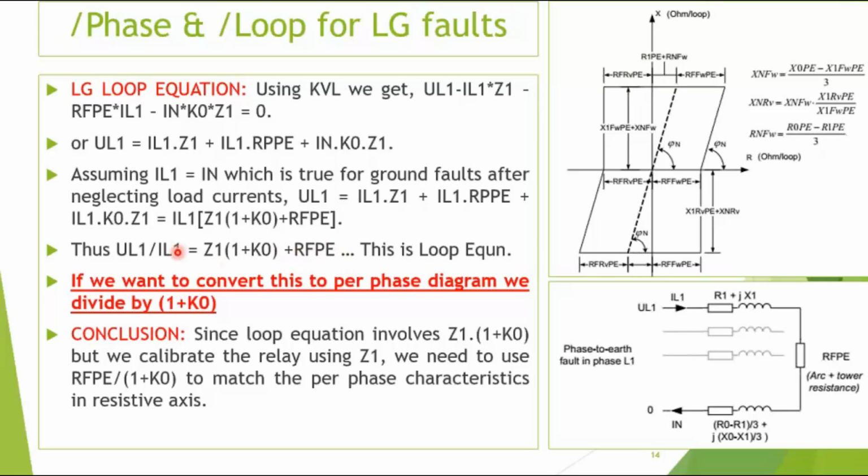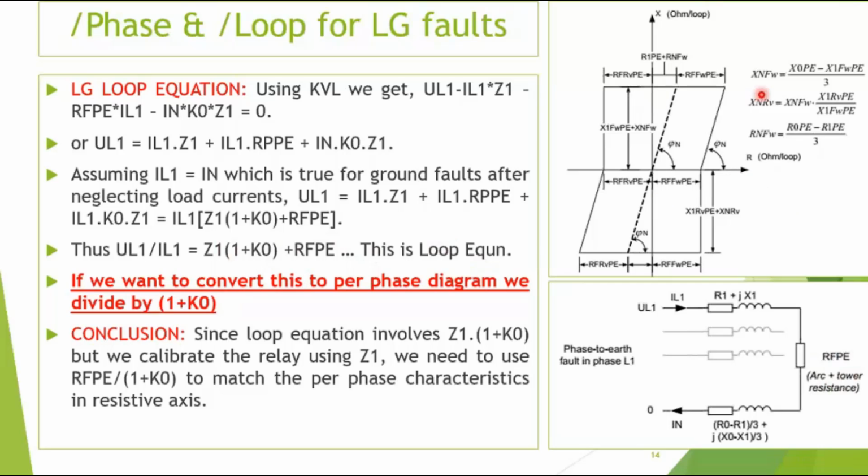So in a loop diagram, RFP, the resistance of the earth fault loop, means the arc plus tower footing plus object resistance. This has to be divided by 1 plus K0 in order to go to the per phase mode.